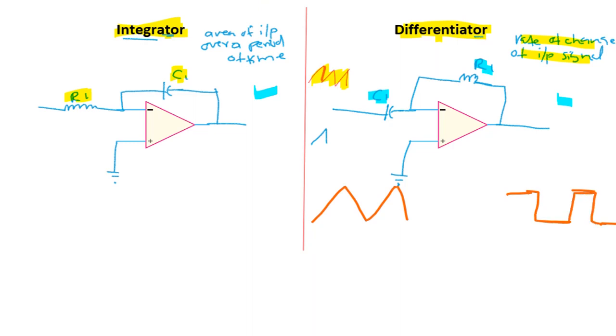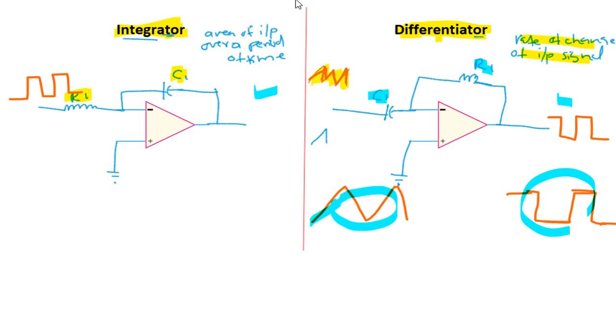So if you give the input as a triangular wave to the differentiator, the output will be a square wave. Okay, now suppose you give a square wave here for the integrator, then what will be your output? If I give an input like this, the output I get is like this.